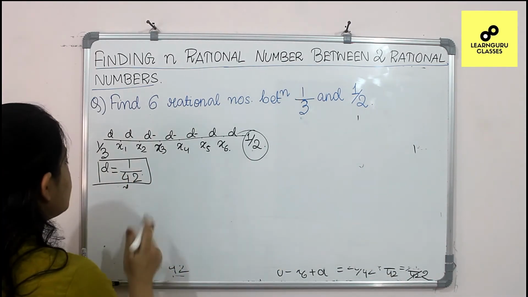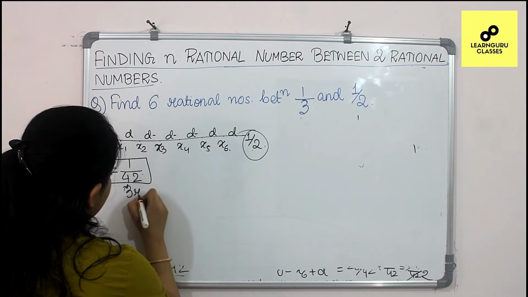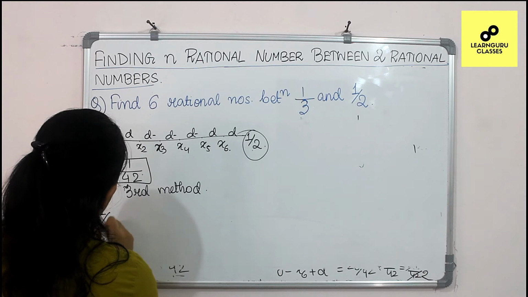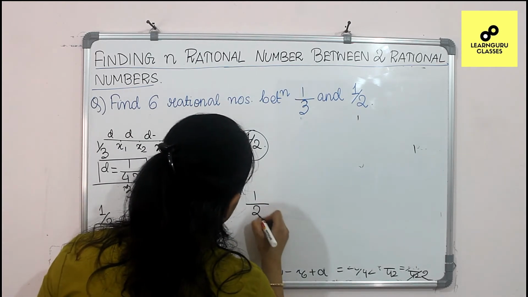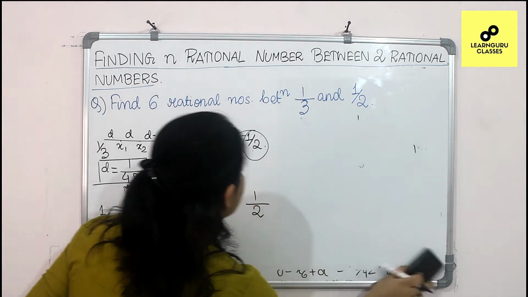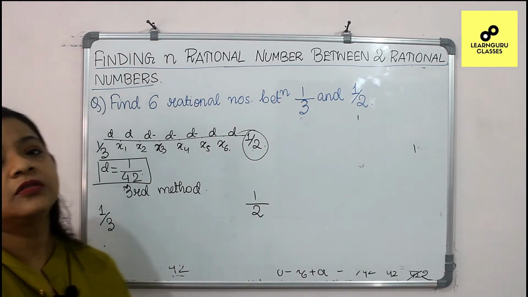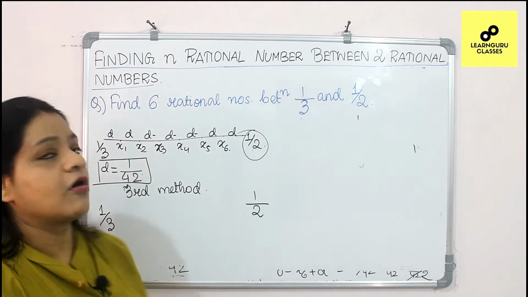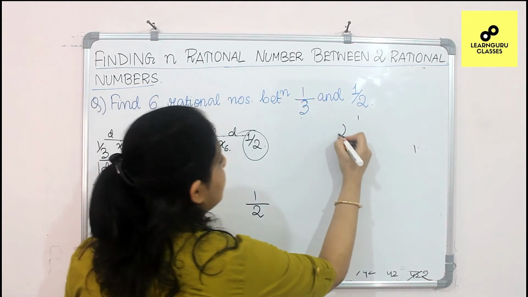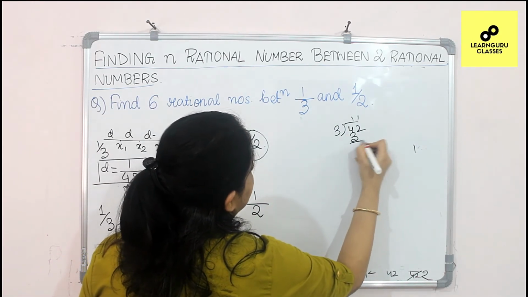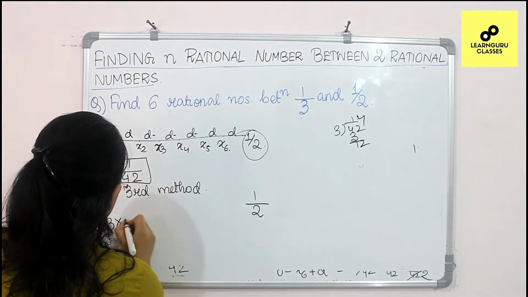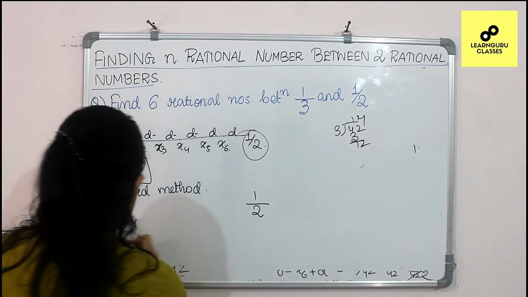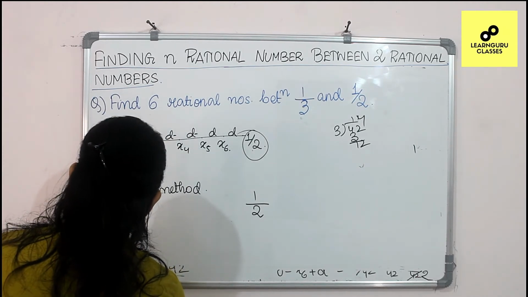So for the third method, we write down the two rational numbers, 1 by 3 and 1 by 2. Now you have to make the denominators of both the two fractions equal to 42, meaning the denominator of the common difference. So if you divide 42 by 3, 3 fours are 12, so 3 ones are 3, that is 14. So 1 by 3 into 14 divided by 1 into 14, that is, you are getting 14 by 42.